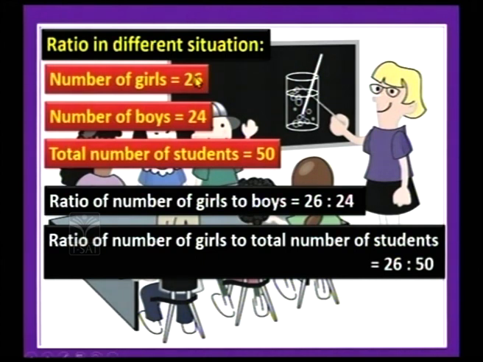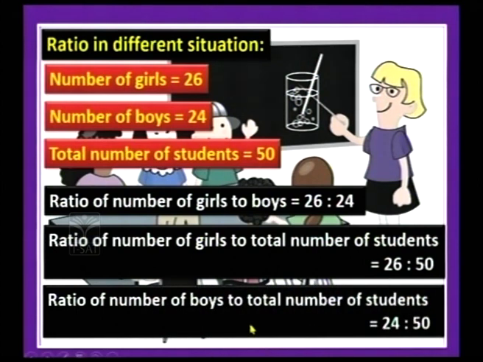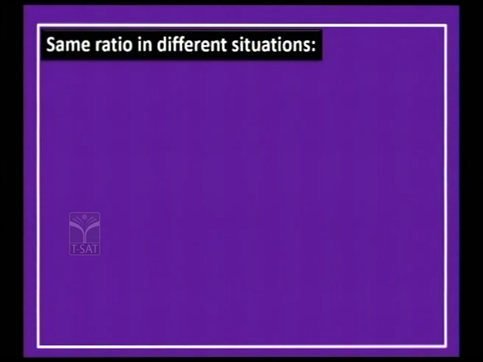Now what is the ratio of the number of girls to the total number of students, children? Yes, girls are 26, so 26 is to the total number of students, 50. So 26:50. In the same way, let us find out the ratio of the number of boys to the total number of students. The number of boys is 24, total is 50. So we get 24:50.